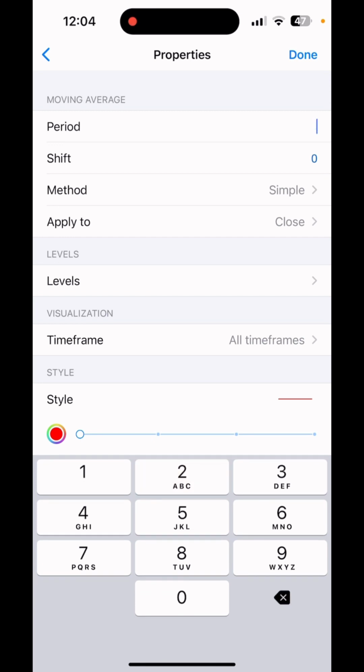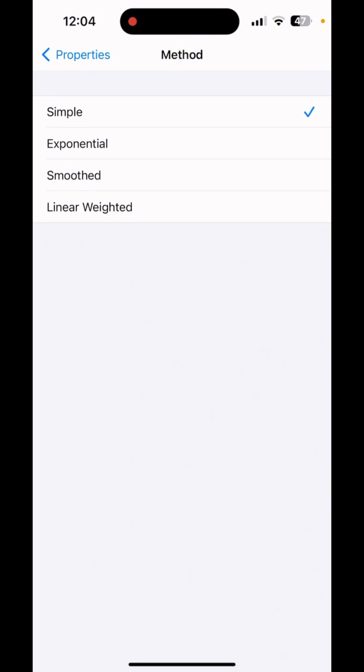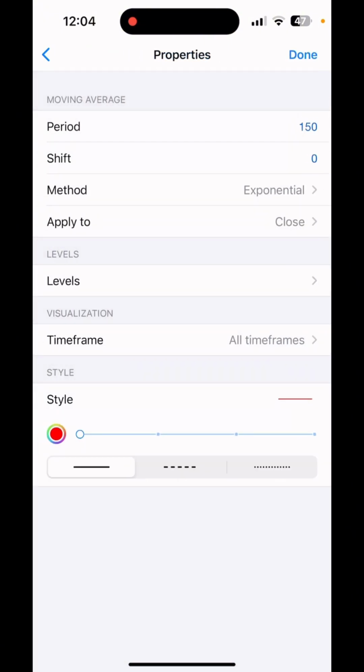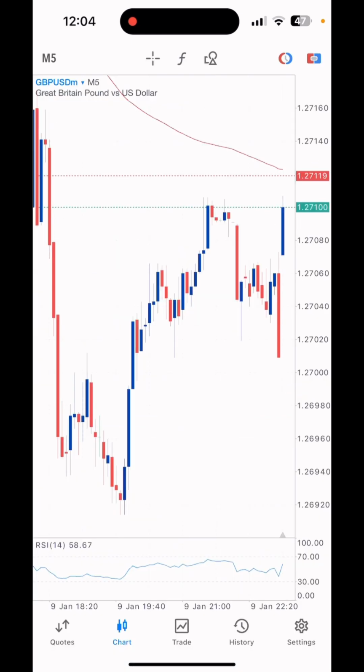Let's use the 150. I love the 150 moving average. We leave the shift at 0. We change the method from simple to exponential, so we are using the EMA, the exponential moving average. All right. Let's just click done. Let's see how it is.